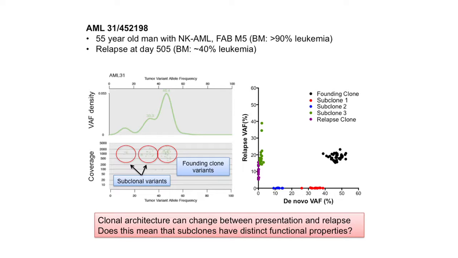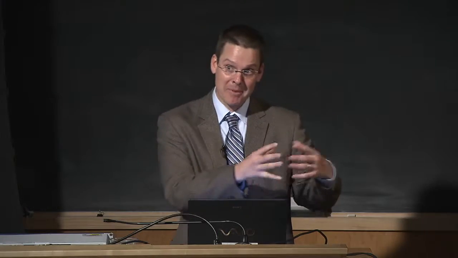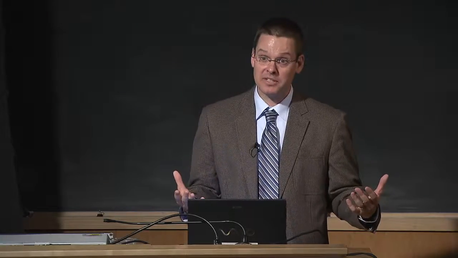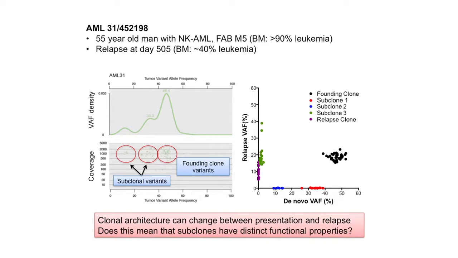One thing to point out is that even though the founding clone variants have the highest allele fraction, there's a subclone in here that actually is the most abundant cell in the sample. If these subclonal variants are heterozygous, then about 70% of the cells harbor those variants. So just because it's a subclone doesn't mean that it's some minor population. It may be the most frequent population in the sample. This is the picture we got sequencing just the bone marrow at presentation. However, this was part of a study to sequence de novo AML and relapse.